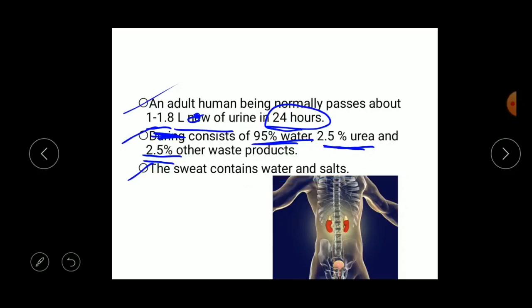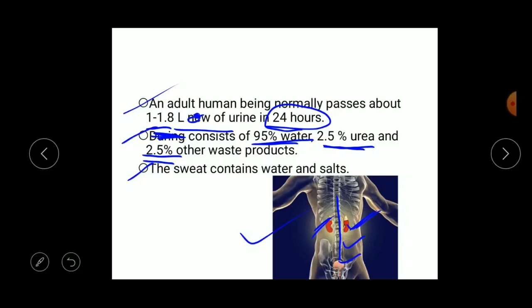Children, can you see this picture? Can you observe this figure here? Yes, here you can see the kidneys, the ureter and the urinary bladder. The pair of kidneys are situated on either side of the backbone. This is our backbone.